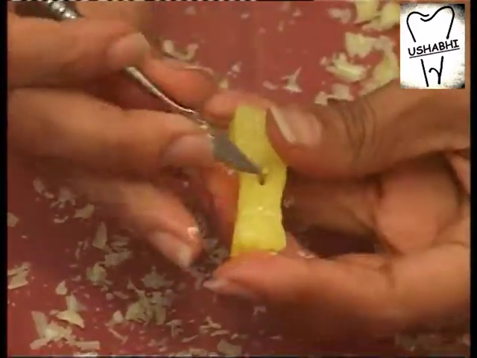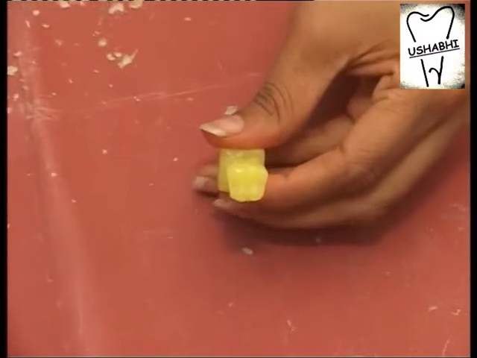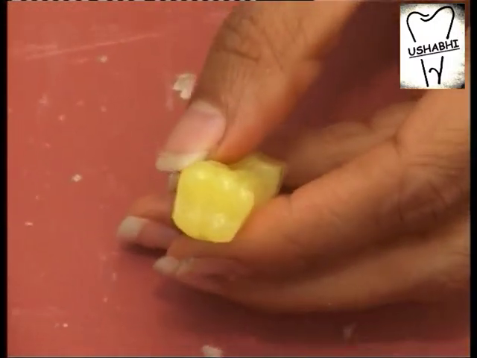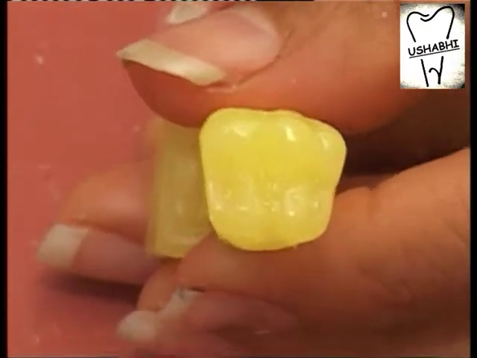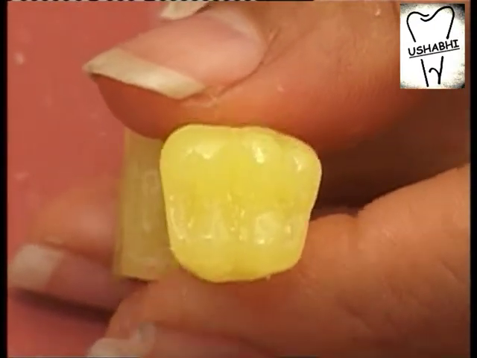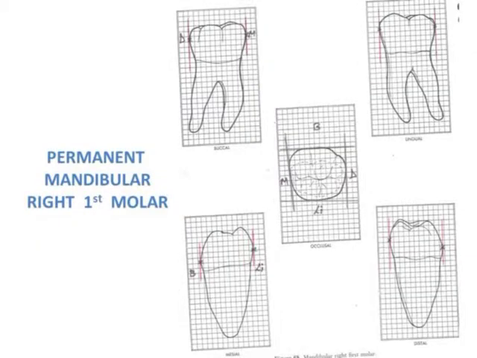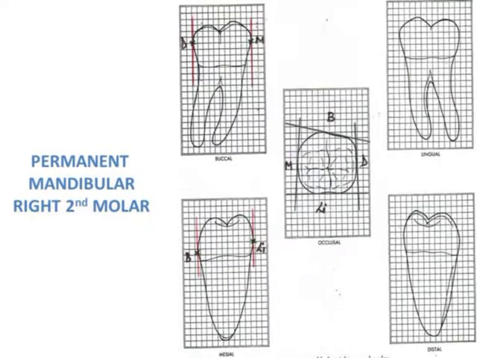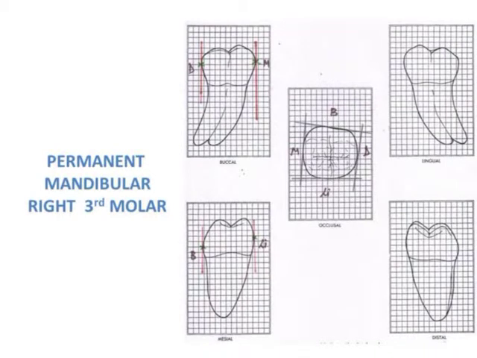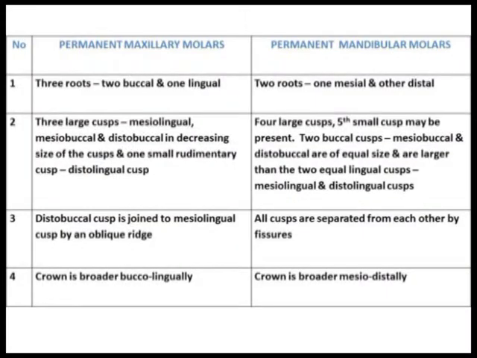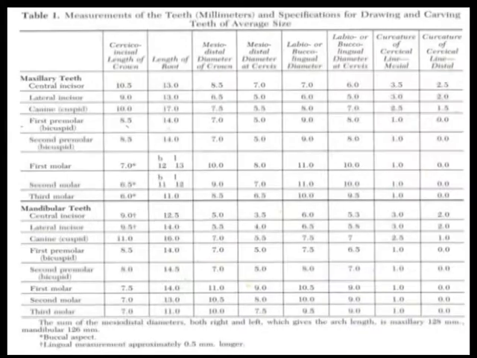With this, we come to an end of the carving of the mandibular first permanent molar. Apply the same principles again for the other two molars. Before doing it, read the differences very clearly, practice, and that only makes it perfect. Thank you.